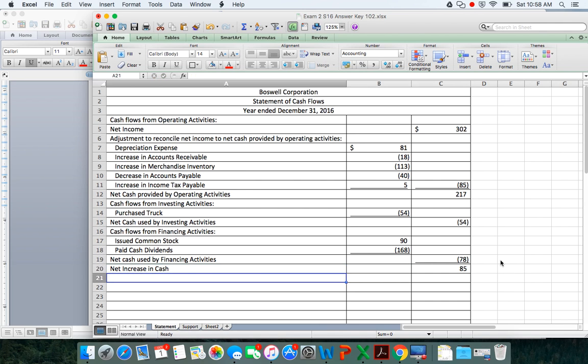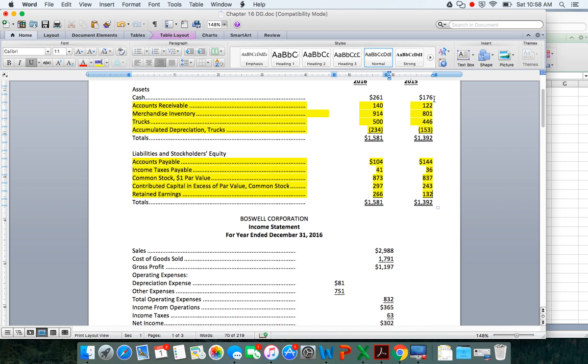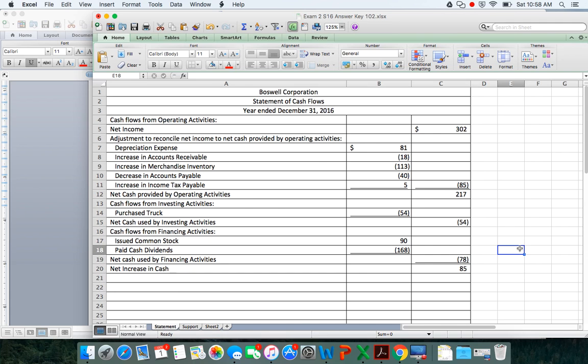All right. Okay, so now I can verify my answer. I can check and make sure that it is right. So if I look at cash, cash started the year with 176 and it ended the year with 261. I'm just going to do some quick math in here. So 261, my ending balance, minus my beginning balance tells me that cash changed by, check that out, 85. Cash increased by $85 during that year. So we got it right. We did our statement of cash flows correctly.